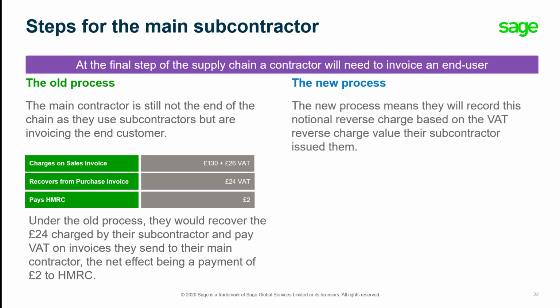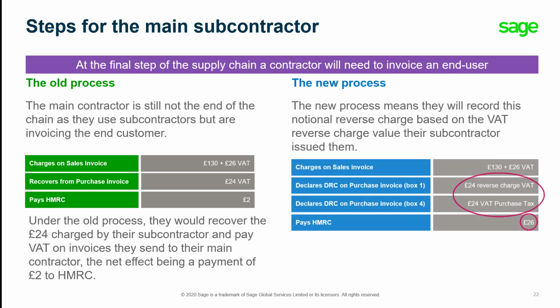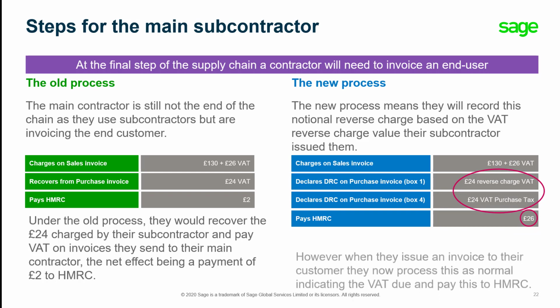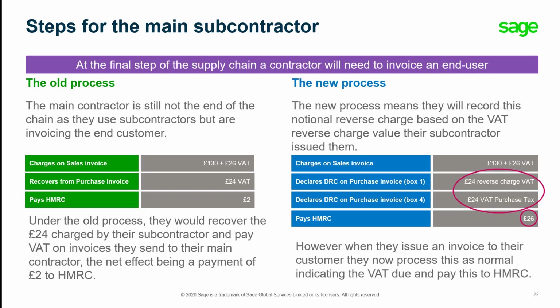Under the new process, they will record the notional reverse charge based on the VAT that their subcontractor has issued to them. As you can see again, that's going to affect boxes 1 and 4 of the VAT return. The difference, however, is that because they are dealing with an end user, normal VAT rules apply. And in this case, they are actually charging the customer as normal, so £130 plus £26 VAT. This means that because they are the final link in the chain for domestic reverse charge, they are then paying the entire liability to HMRC.